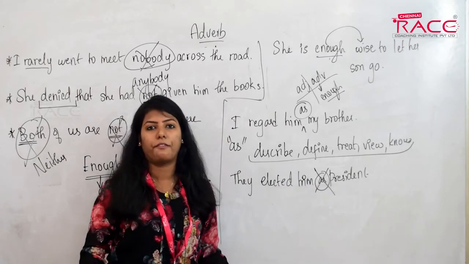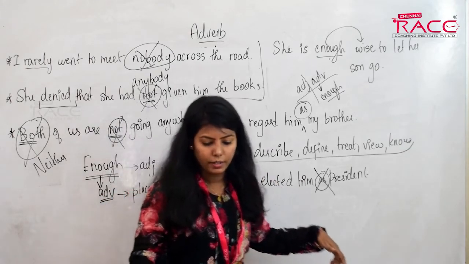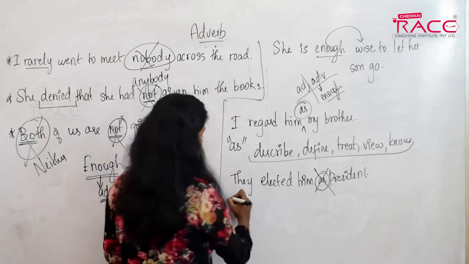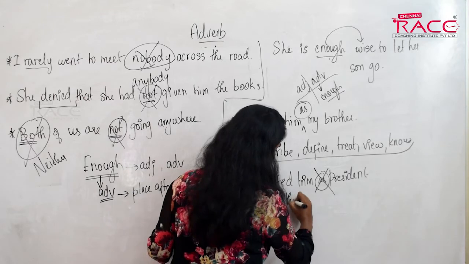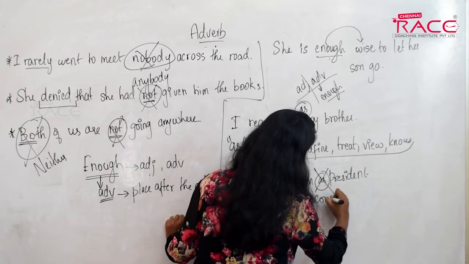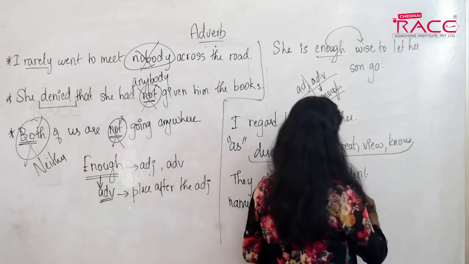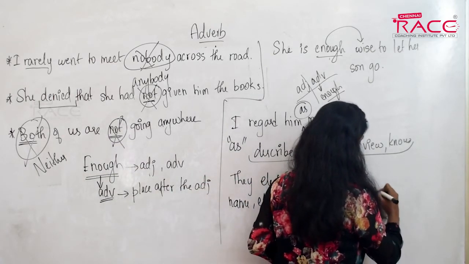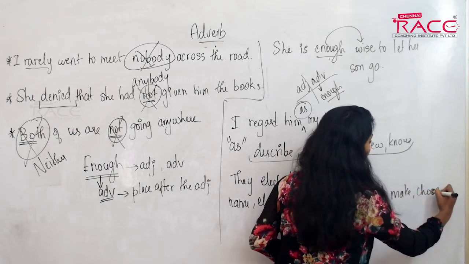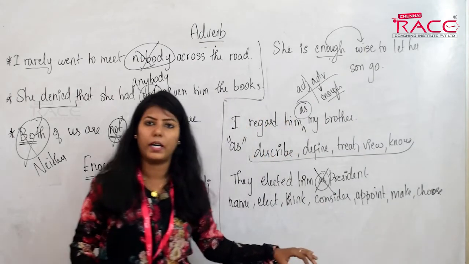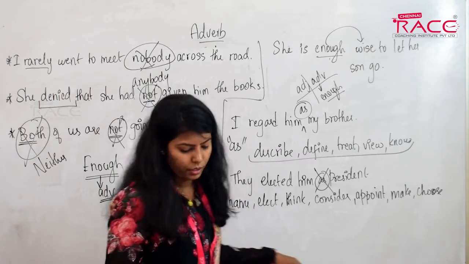So the different words with which you should not use as are name, elect, think, consider, appoint, make, choose. These are the verbs which should not be followed by as. Do remember this one. Okay, so next one.